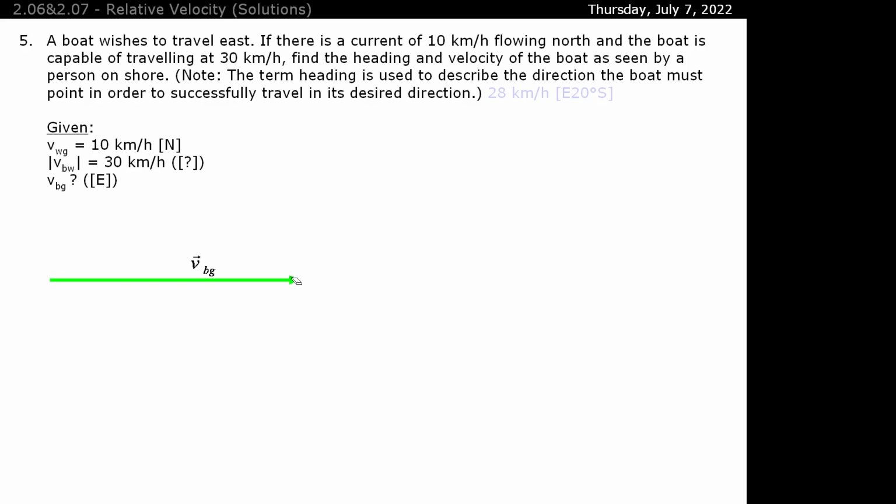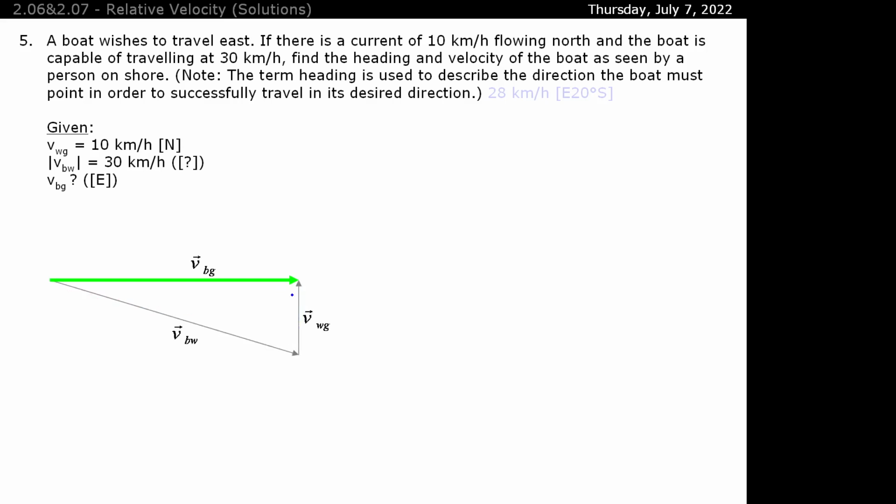So the only way to allow that to happen is if we fight against the water current. If the water current's traveling towards the north, we know that we need to force ourselves towards the south so that when the water current draws us up, we end up traveling towards the east. And that's how we will structure our triangle over here. Luckily for us, this is a nice right triangle, so it's easier to solve.